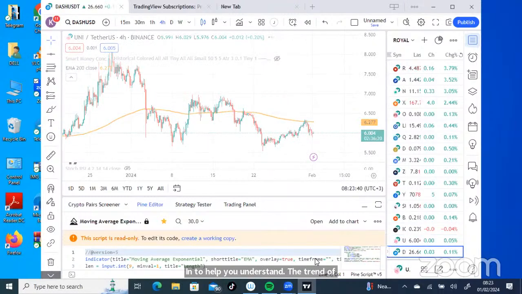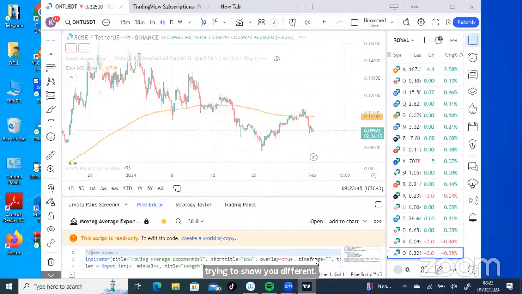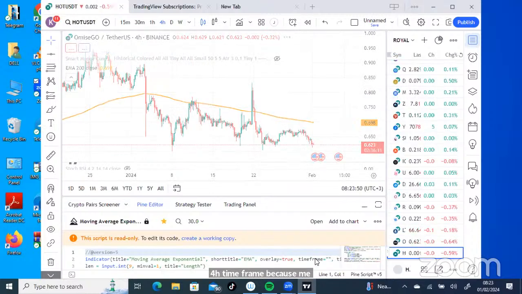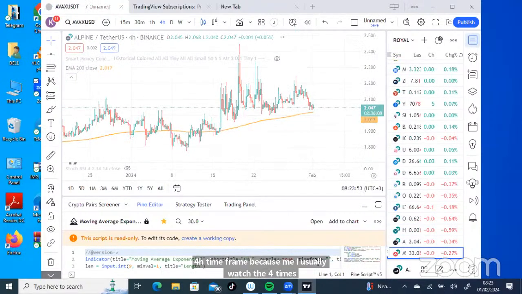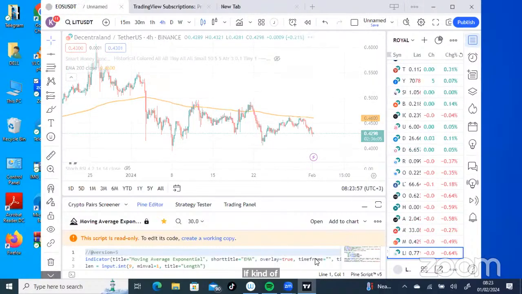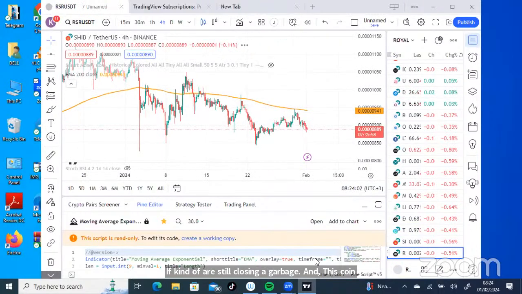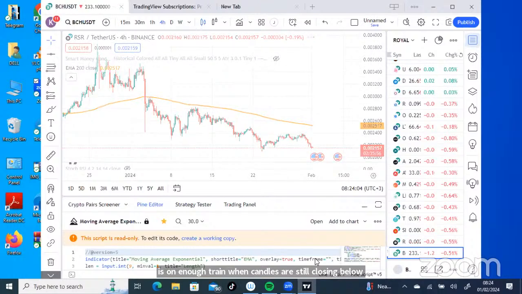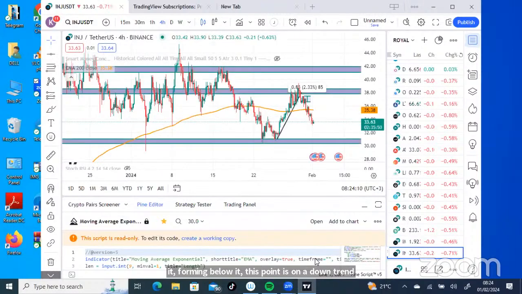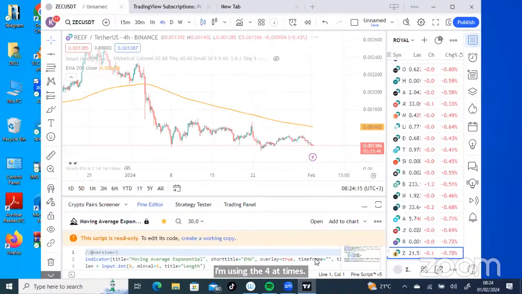And I'm trying to show you different coins in the 4-hour time frame because I usually want the 4-hour time frame. If candles are still closing above it and forming above it, this coin is on an uptrend. When candles are still closing below it, forming below it, this coin is on a downtrend. I'm using the 4-hour time frame. Give me a 2 in the chart that is clear. As simple as that.